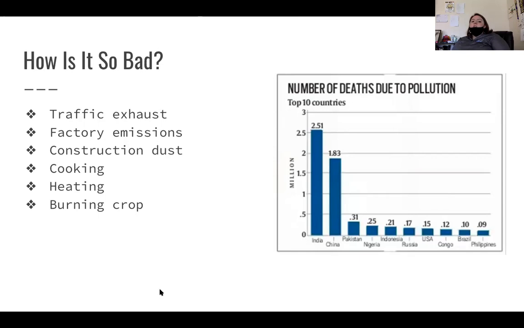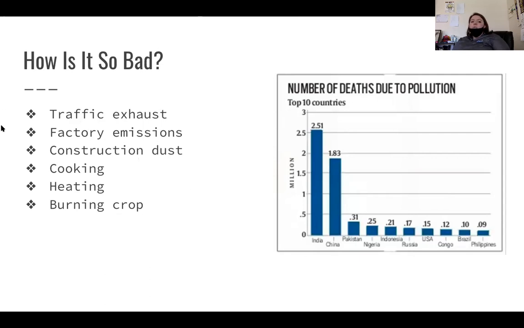Okay. So basically the question to ask is, all this stuff is happening: traffic exhaust, factory emissions, cooking, heating, burning, all that fun stuff. You might be thinking to yourself, well, we can't help those things. Everybody has cars, factories still have to run. We have to cook, we have to burn crop. What's the problem? What do we have to do then?